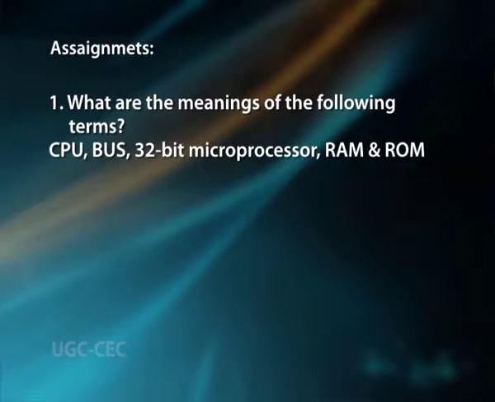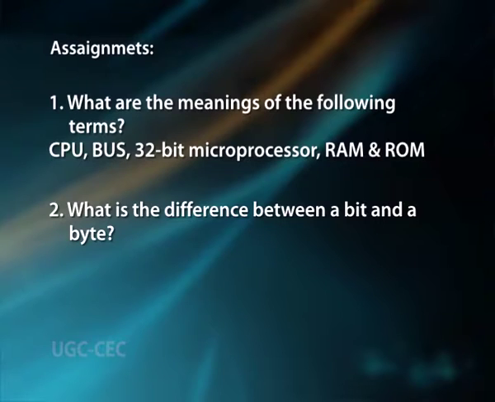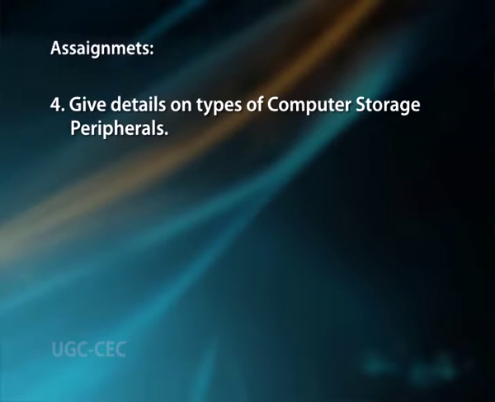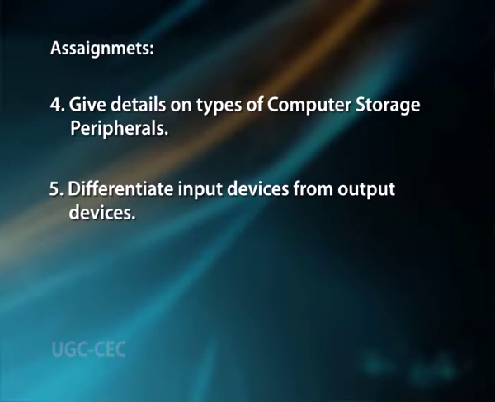The following are some questions for you as an assignment in this session. First, what are the meanings of the following terms? CPU, bus, 32-bit microprocessor, RAM and ROM. Second, what is the difference between a bit and a byte? Third, give details on various types of input-output devices and explain their functions. Fourth, give details on types of computer storage peripherals. Fifth, differentiate input devices from output devices.